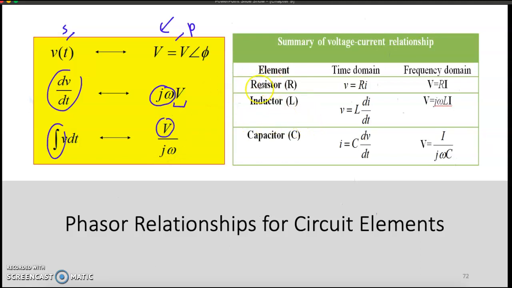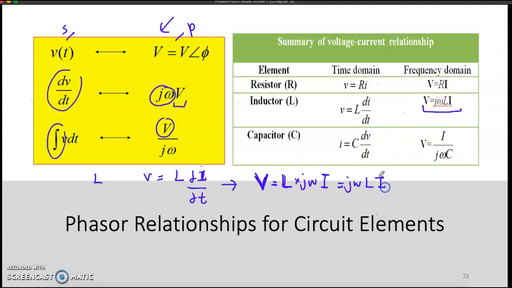Okay, so let's relate to the inductor L. What is the formula for L? V equal L di/dt. If you want to change this to the phasor form, this is a bold V equal to L, a constant, right, and this is a differentiation, so you need to multiply by j omega. So you can get V equal j omega L I. Right? So this is in the frequency domain.